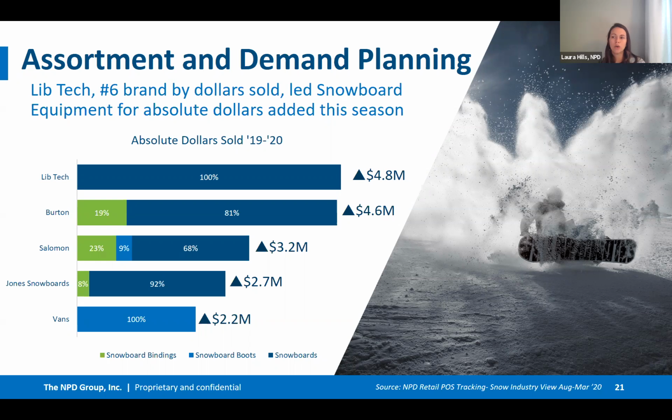It's important to note that there's only a partial truth here, because if you look at the slide that I have here, certainly Burton and Salomon, which are the number 1 and the number 3 ranked brands by dollars sold, do still account for 44%, so almost half of the share of snowboard equipment growth for the season for the total US. But these other small brands are certainly making a big impact.